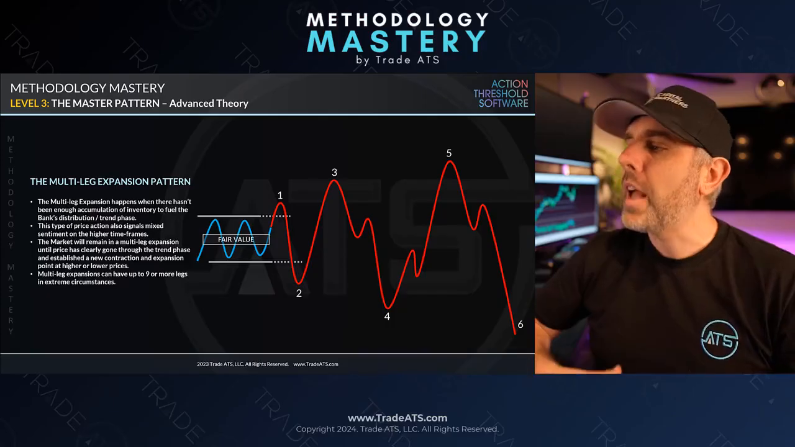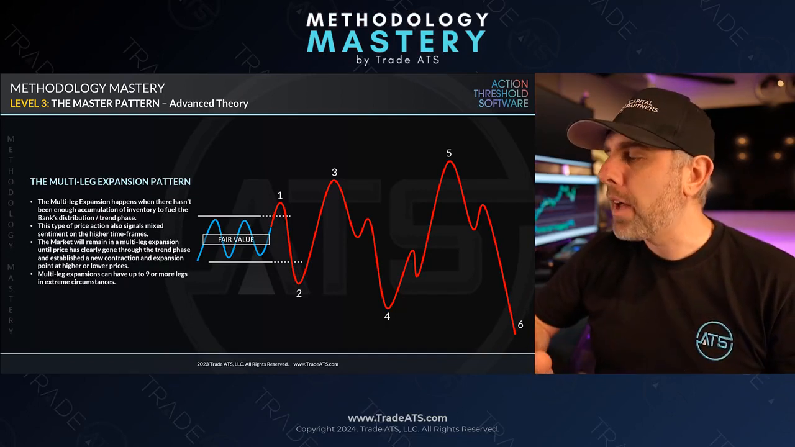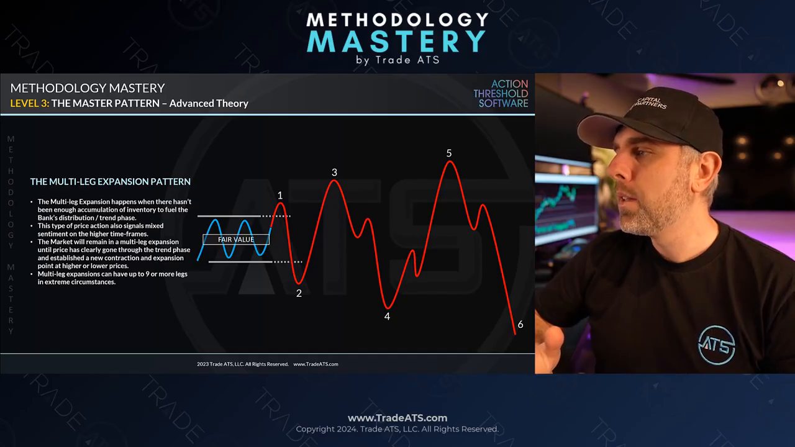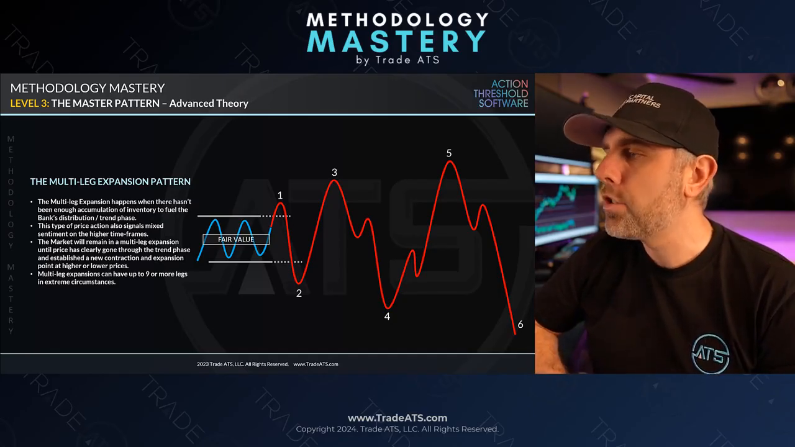And if you understand the master pattern, that the multi-leg expansion, these sometimes we'll call them legs of manipulation, that's a characteristic of it, you understand how to play this pattern in a predictable way, and that will get you a safe entry into trend.